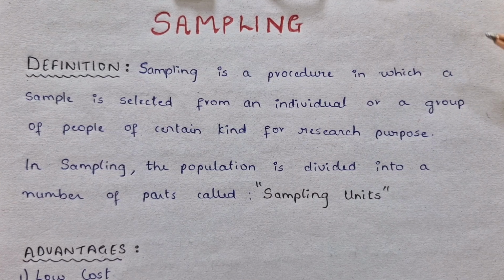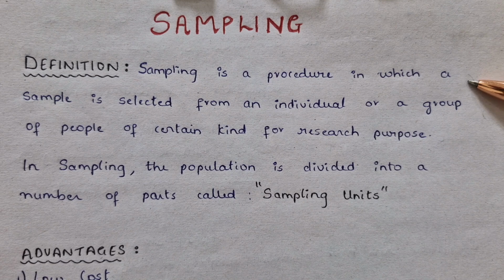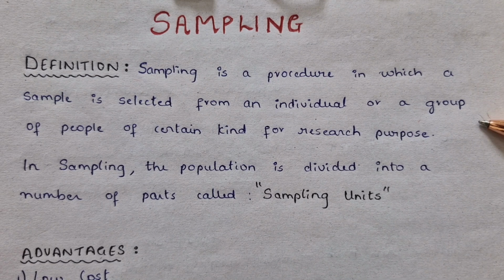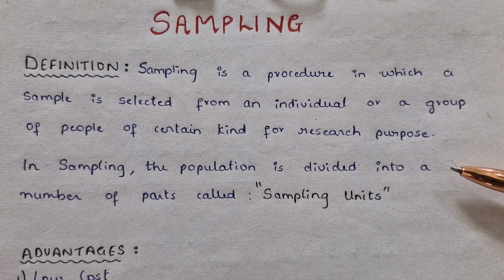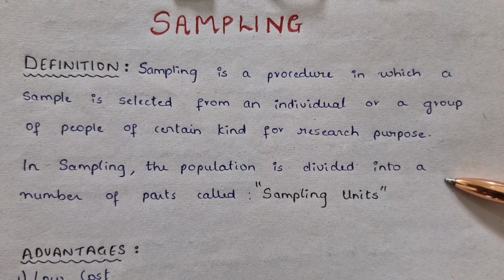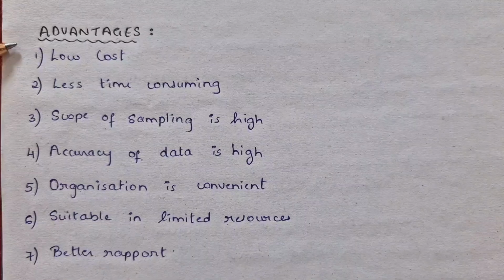Sampling. Sampling is a procedure in which a sample is selected from an individual or a group of people of certain kind for research purpose. In sampling, the population is divided into a number of parts called sampling units.